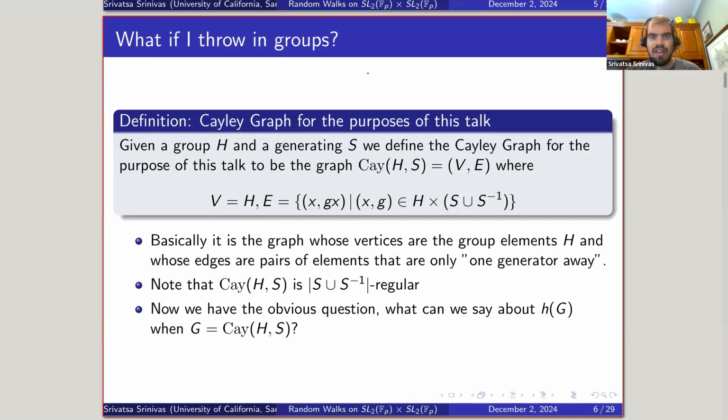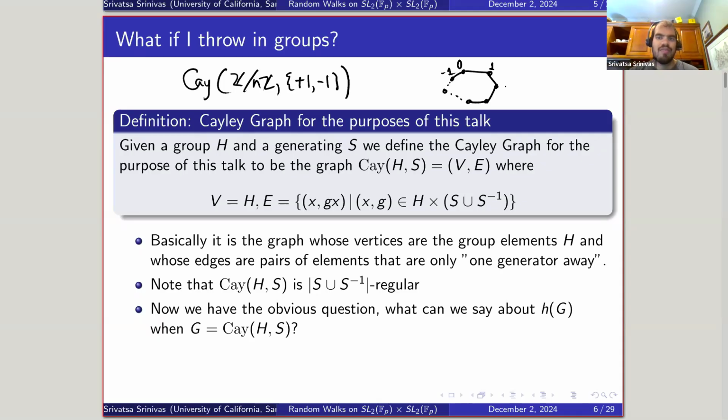Okay, so for example, let's look at some easy Cayley graphs. If I look at the Cayley graph of Z mod nZ with the generating set plus or minus 1, then the Cayley graph looks like this. So you just start at 0, and then you can add 1 or subtract 1. When you're at 1, you can add 1 or subtract 1.